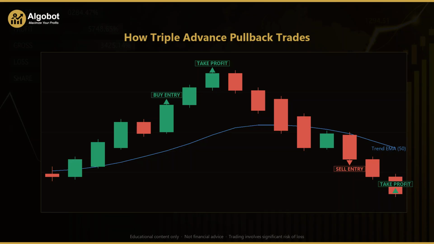Notice the symmetry. The long and the short use exactly the same rules, just flipped. In both cases, the strategy demanded a clean advance, waited for a shallow pullback, entered only on a confirmed reclaim, and defined its risk before its reward. That discipline, entering on the pullback rather than chasing the third candle, is the whole idea behind Triple Advance Pullback.